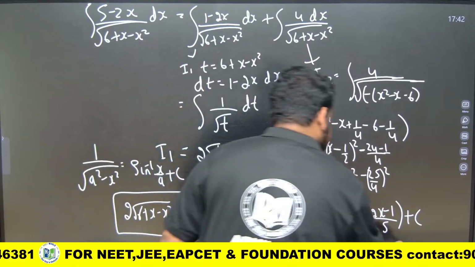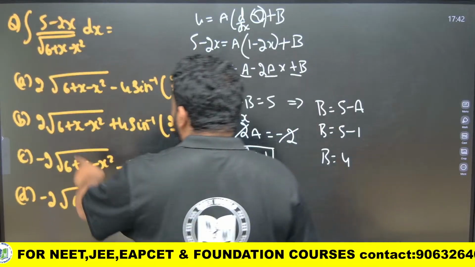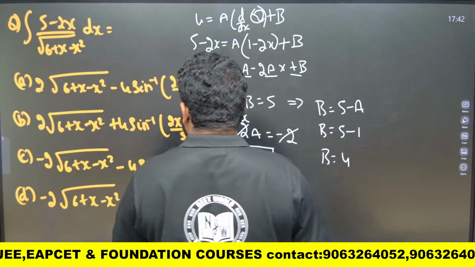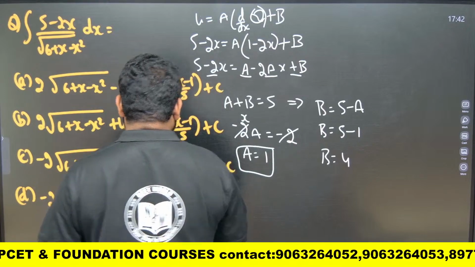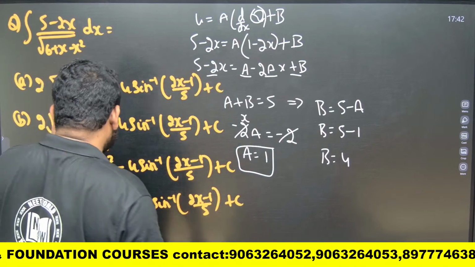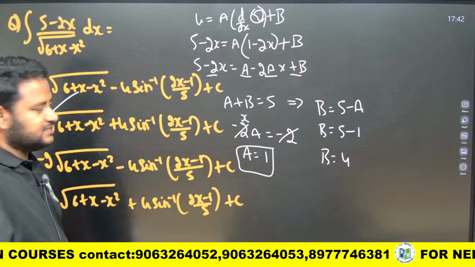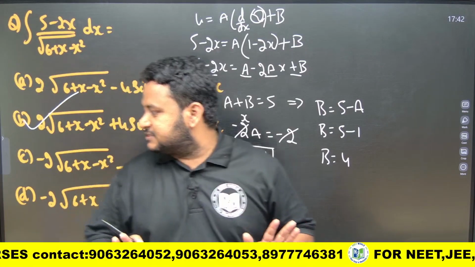So what is the answer here, friends? The answer is 2 times square root of 6 plus x minus x square plus 4 times sin inverse of 2x minus 1. So it is plus 4 times. The answer is actually this one, that is option B. Option B is the right answer, friends.